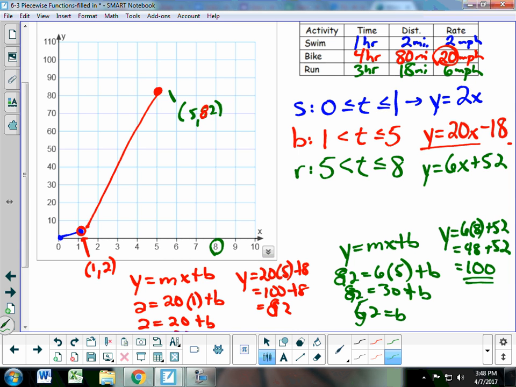And we're happy with 100 because that's how long the race should be. So that's how long the race is. So it should end with that. The green actually has an open circle here at 82 and then has a closed circle here at 100.